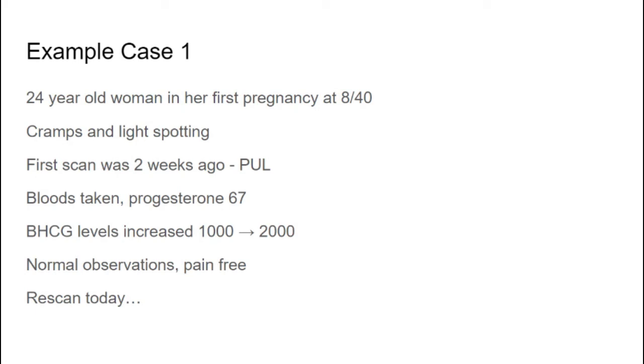Bloods were taken. The progesterone was 67, so greater than 60 indicates a viable pregnancy growing somewhere. The beta HCG levels were taken and they've increased, again consistent with a viable pregnancy, likely to be intrauterine, but we need to find out on scan. Her observations are normal, she doesn't have any pain. So this is her scan report today.